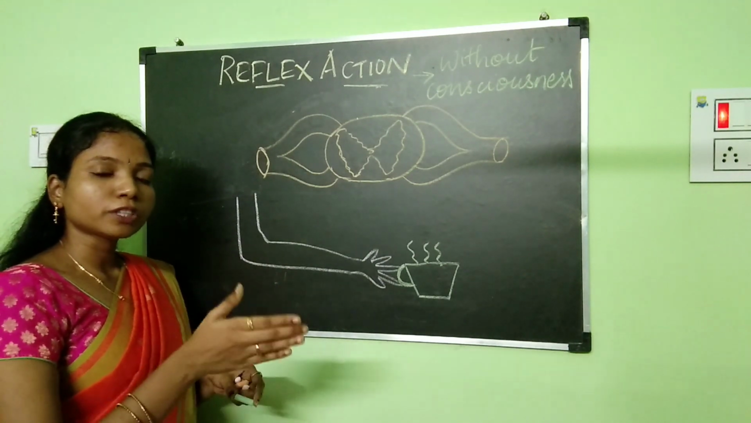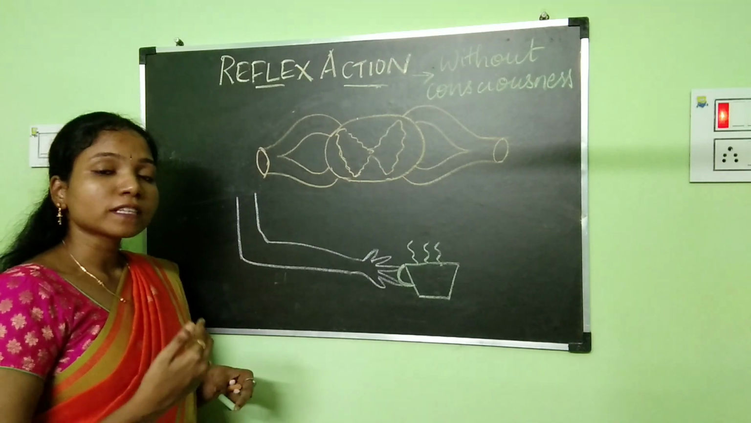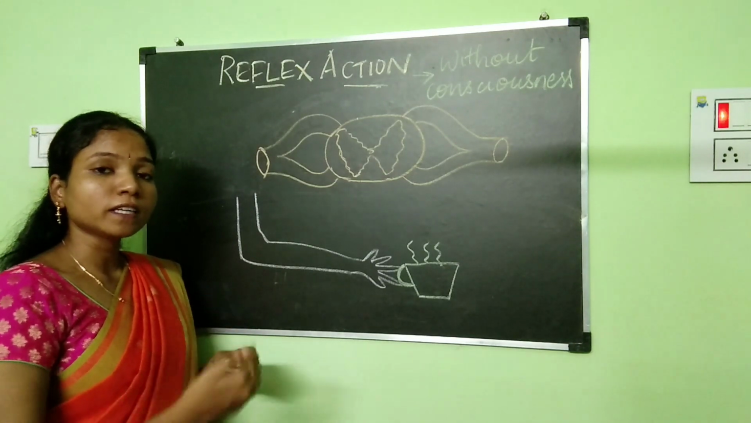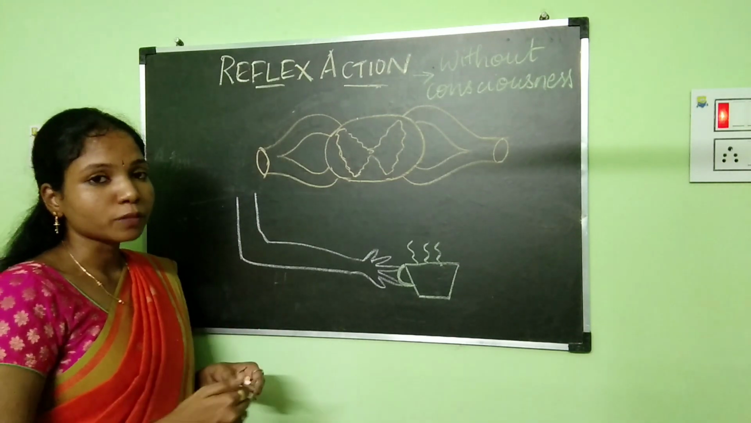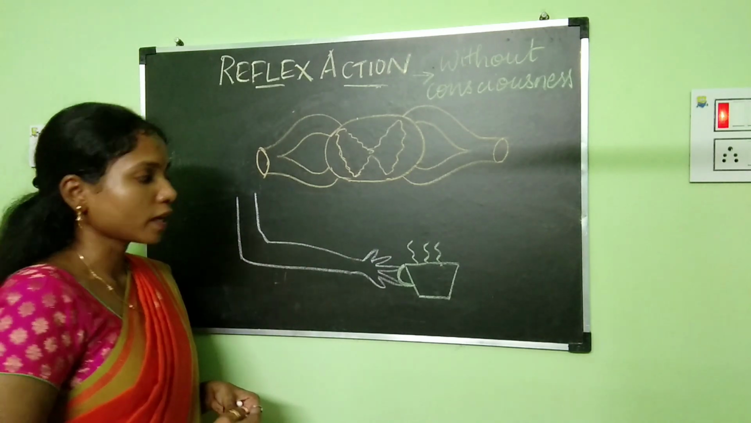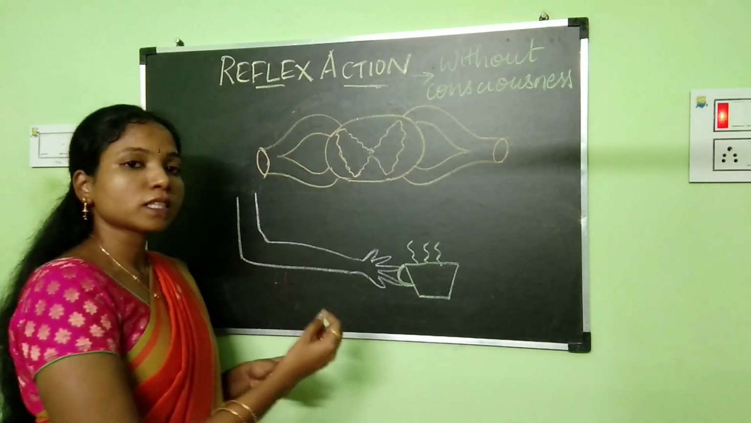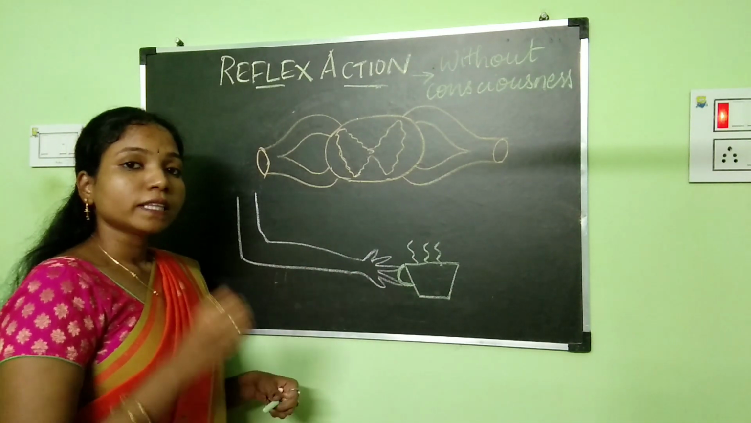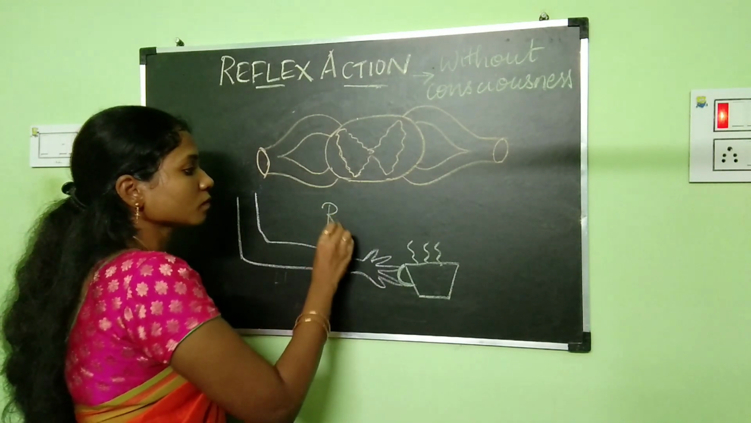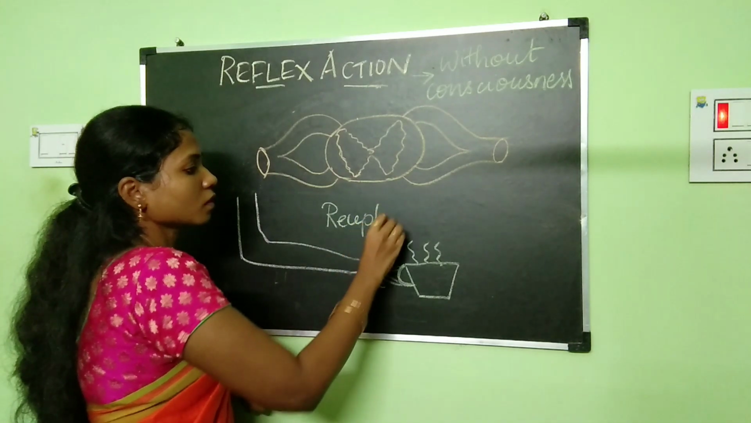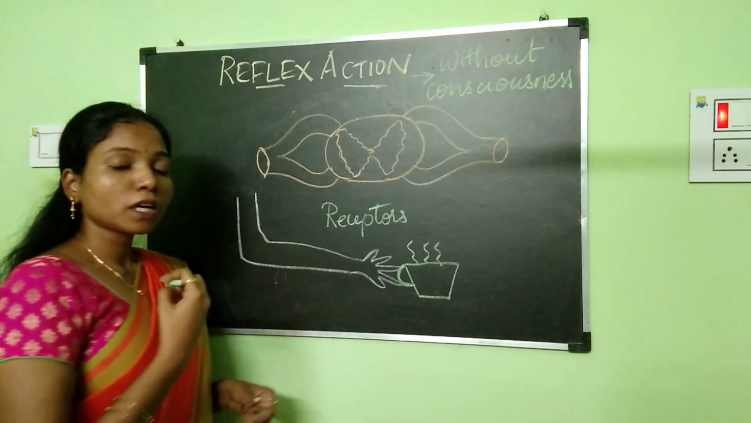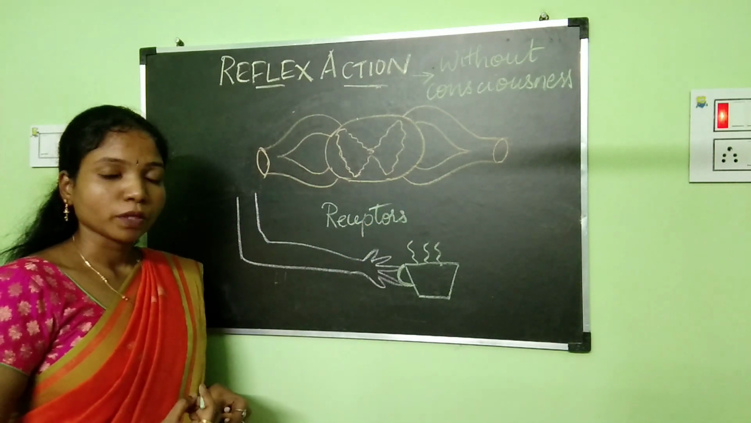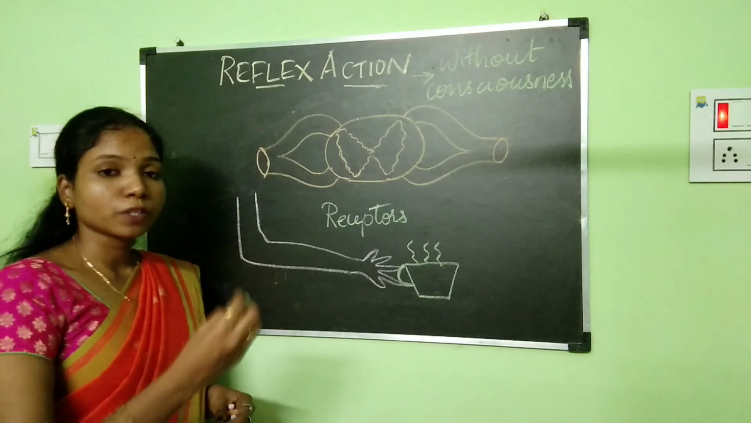So when a person touches a hot object, how is a sudden change or sudden reflex going to happen in his body? That is what we are going to be discussing right now. Okay, so a person is touching the hot object. So when a person touches the hot object, the receptors which are present in our skin will be able to detect the stimulus.